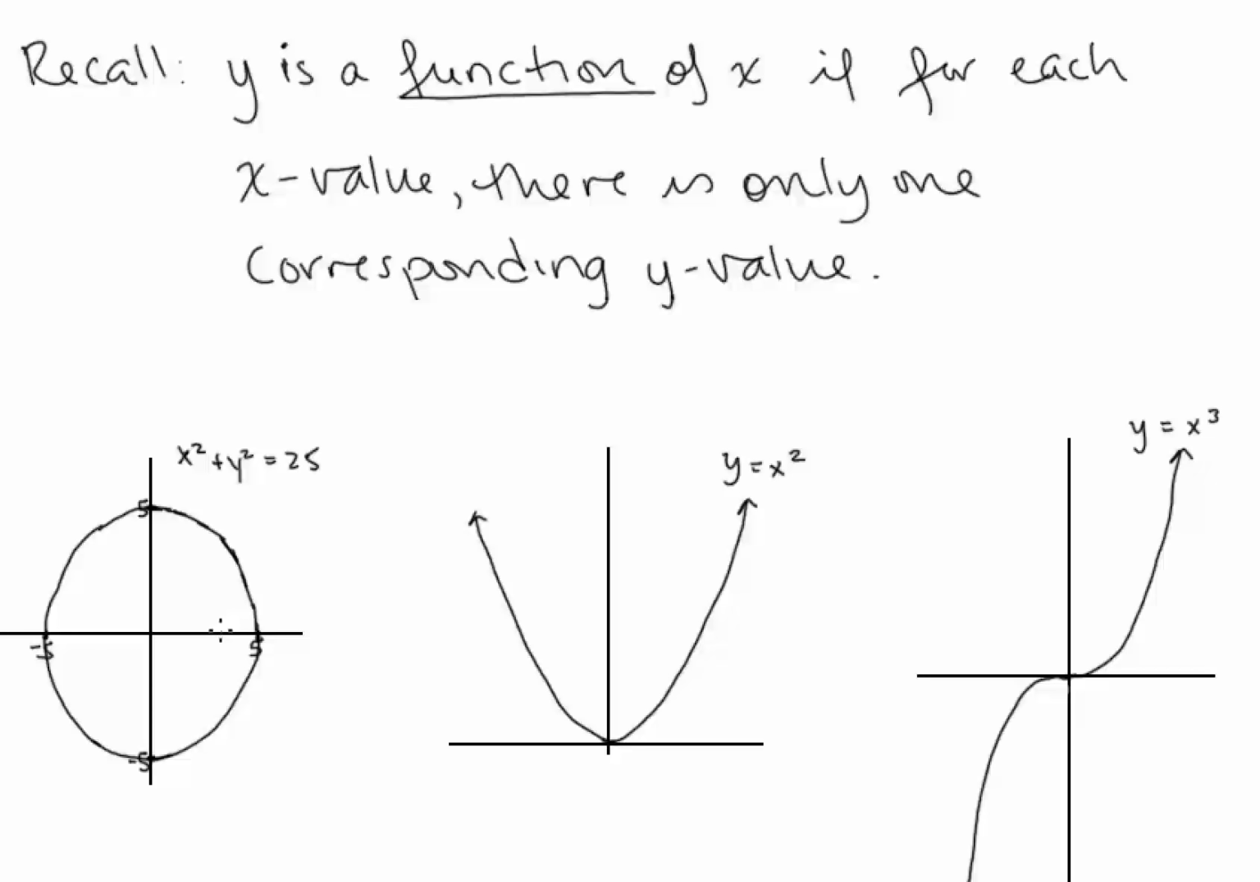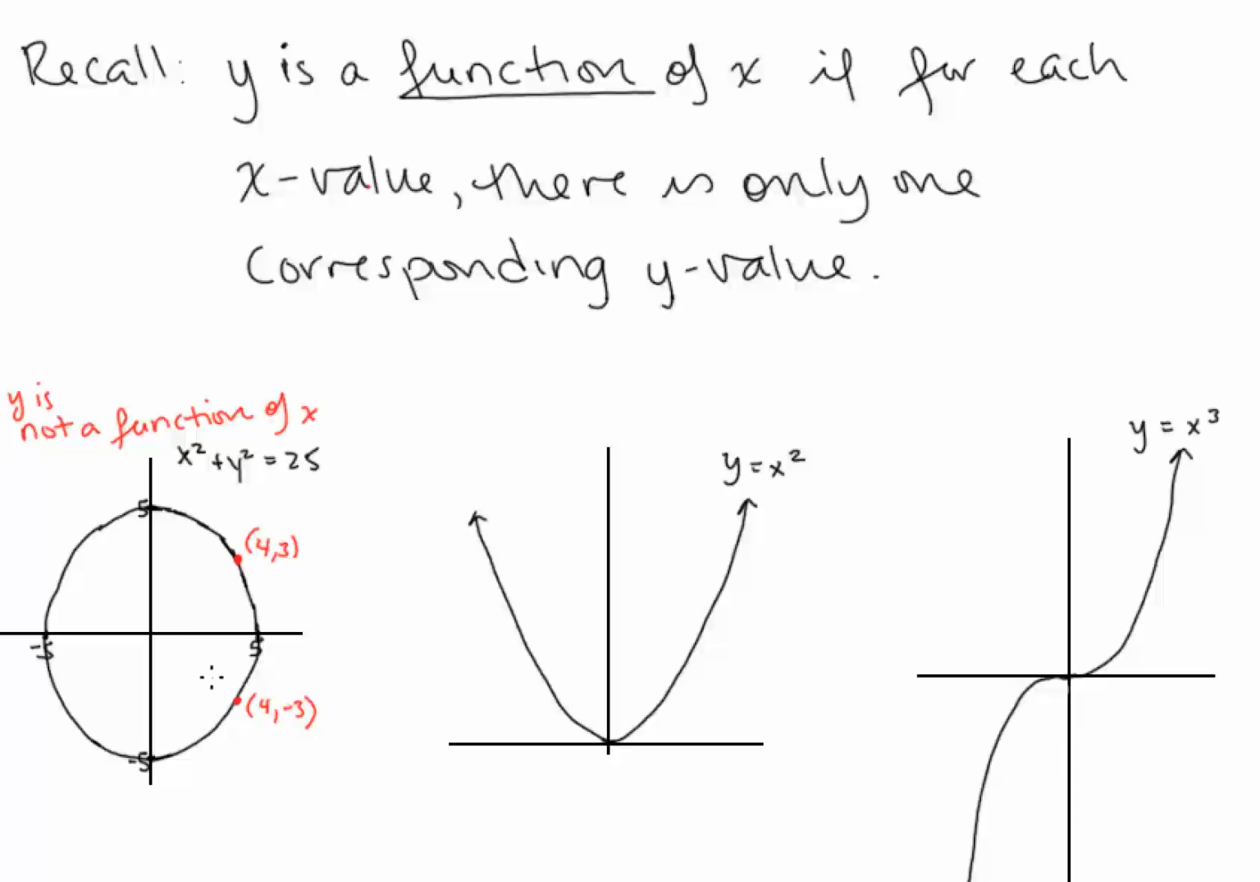Let's take a look at the circle. For each x value, is there only one corresponding y value? Let's take a look at the point (4, 3). Notice the point (4, -3) is also on this graph. So for the same x value of 4, we have two different y values. That tells us that the circle is not a function, or more specifically, y is not a function of x.